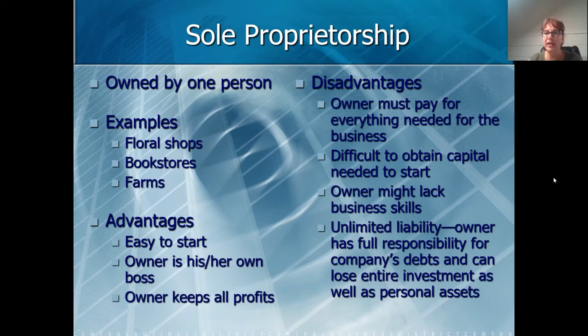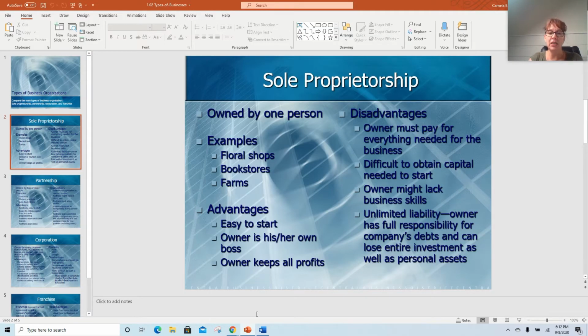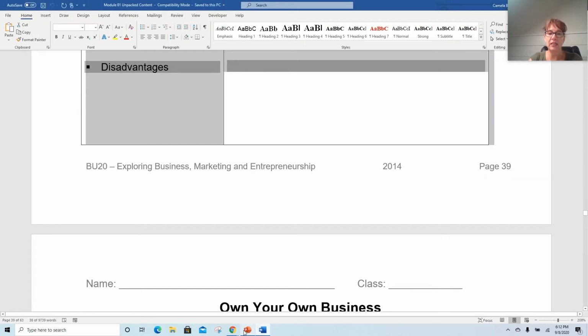But before I take you back to the example, I want you to notice our very first topic is sole proprietorship, and it is owned by one person. Examples: floral shops, bookstores, farms. Here's our advantages. Here's our disadvantages. So for just a minute, let's go back to the note-taking section.